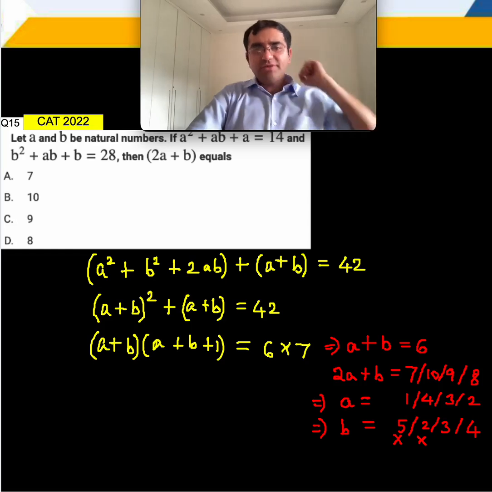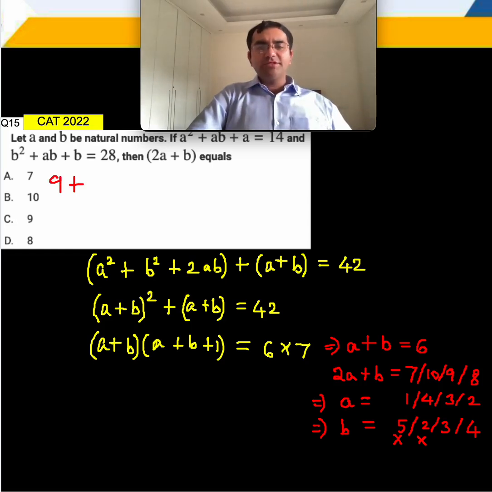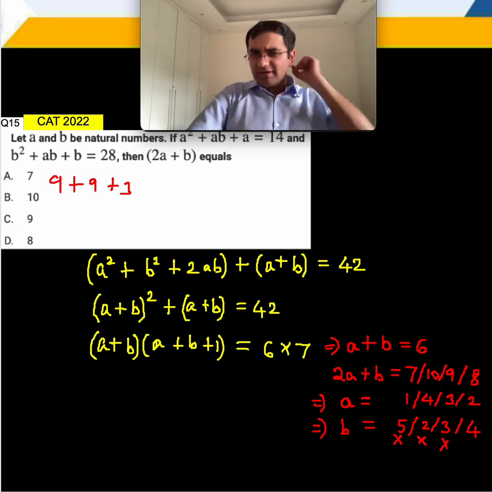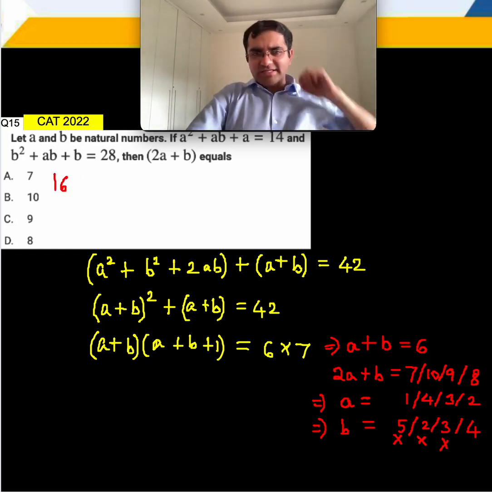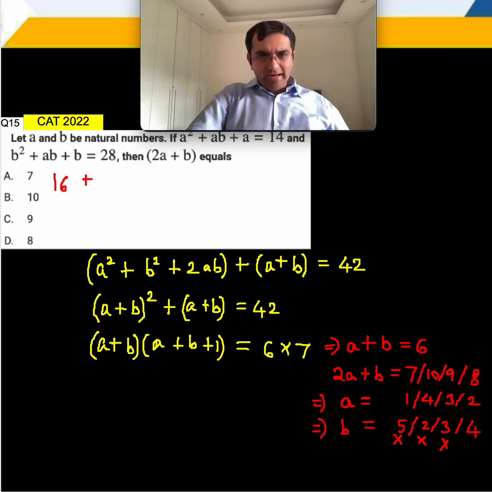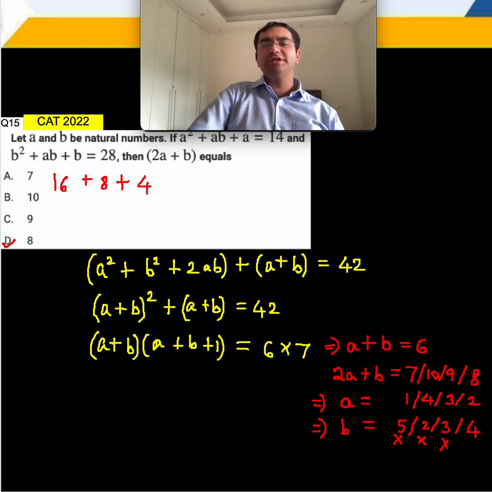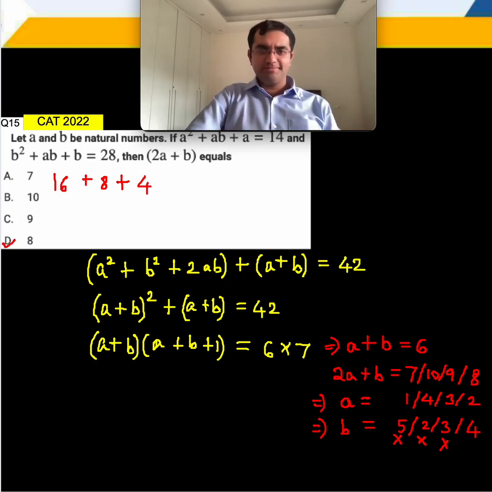Let's try the third one. 3 and 3. 3 square 9 plus 3 into 3, 9 plus 3. This is not 28. Answer has to be the last one, but let's verify. 4 square is 16 plus 4 into 2, 8 plus 2 is plus b, right? Plus 4. 24 plus 4 is equal to 28. It is satisfying my equation. So the answer is D part for question number 15.